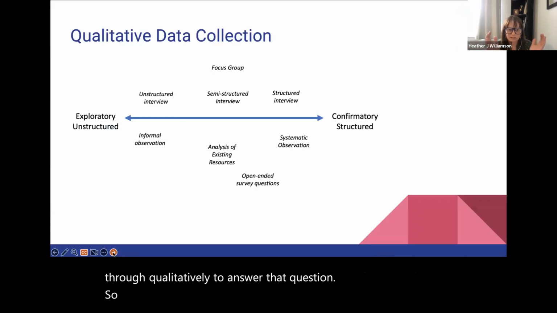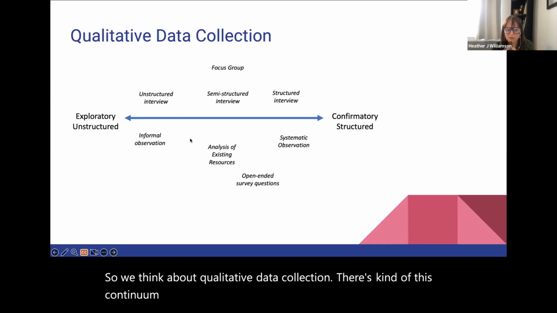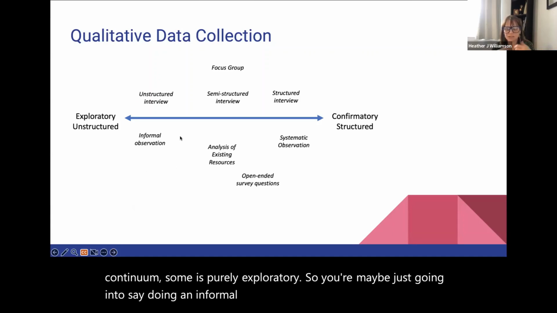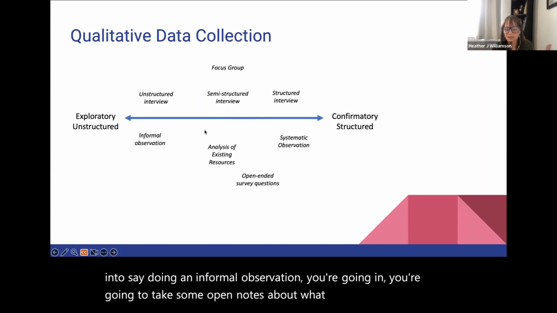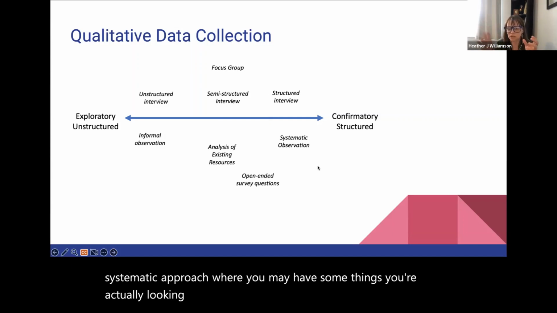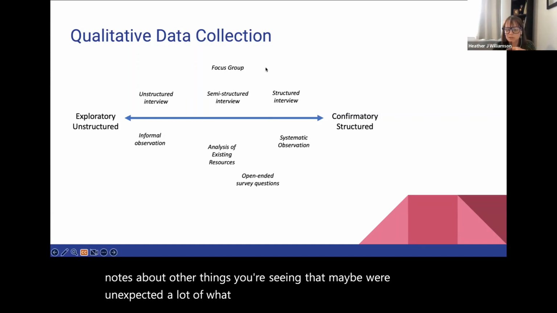When we think about qualitative data collection, there's kind of this continuum. Some is purely exploratory, so you're maybe just going in to do an informal observation, taking some open notes about what you're seeing, versus a more systematic approach where you may have some things you're actually looking for, but you're still jotting down some qualitative notes about other things you're seeing that maybe were unexpected.